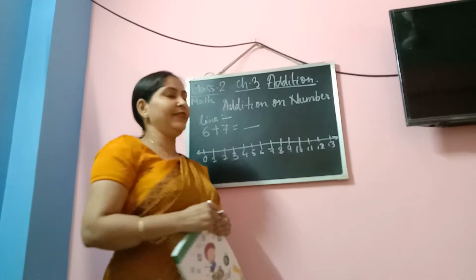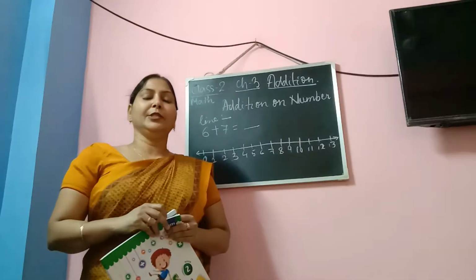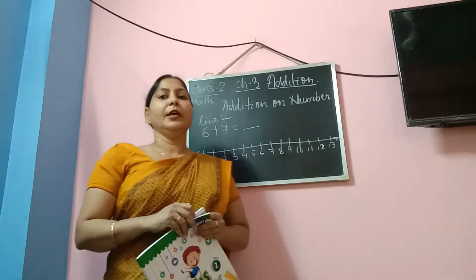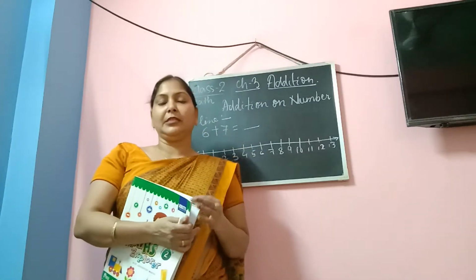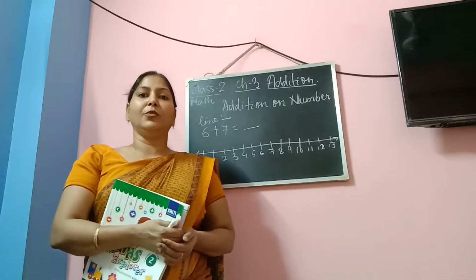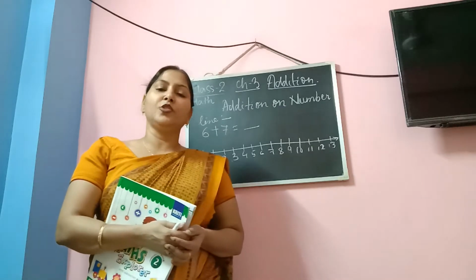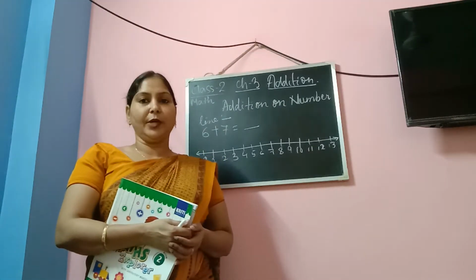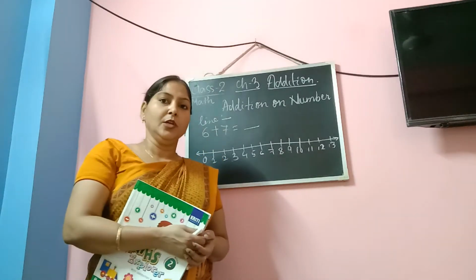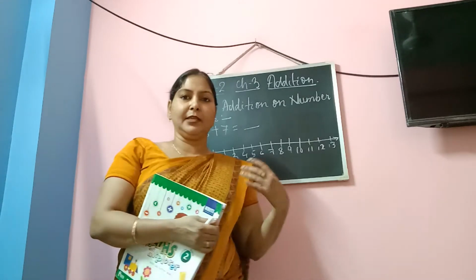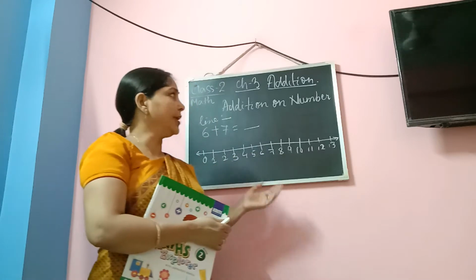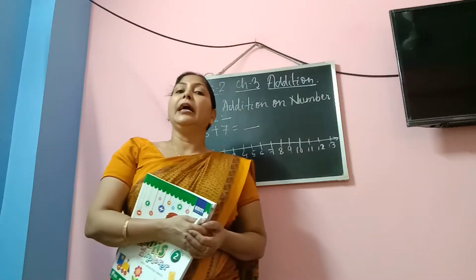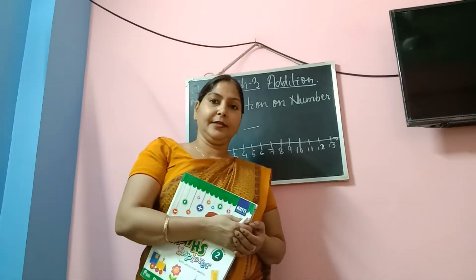Now again today we are here with chapter number 3. In the previous class you know that we have done two topics. The first topic was introduction, and in the next topic we did addition by forward counting. So we are learning the methods of how to do addition. Today I am going to teach you how to do addition on the number line, right?